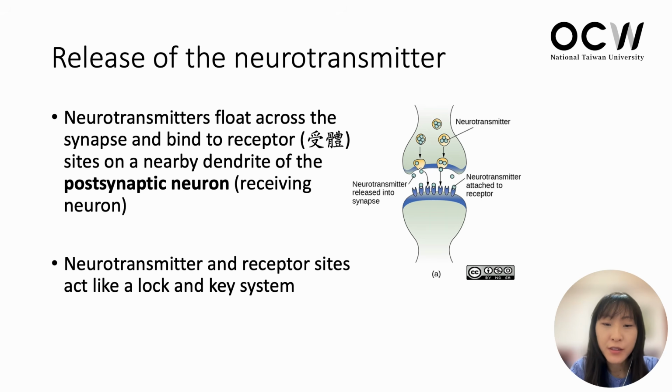Now that we have moved the signal all the way down the axon, we will need to release the neurotransmitters. Here the neurotransmitters will bind to the receptor sites of the receiving neuron. And on the receiving neuron, there are a lot of different receptors. It acts like a lock and key system, so it will bind to the receptors.